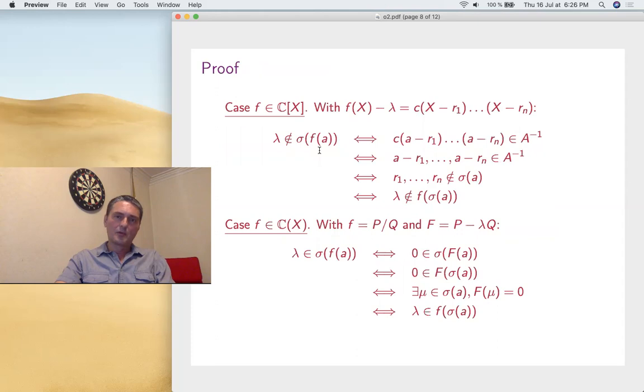So let's see how the proof goes. For polynomials, you just decompose into factors, and a product is invertible if and only if all factors are invertible, so you're done. In the general case, well, that's the trick. You have a quotient of polynomials, so you take P minus lambda Q, and you pass to this by using the thing for polynomials, and you're done. So it's a bit tricky.